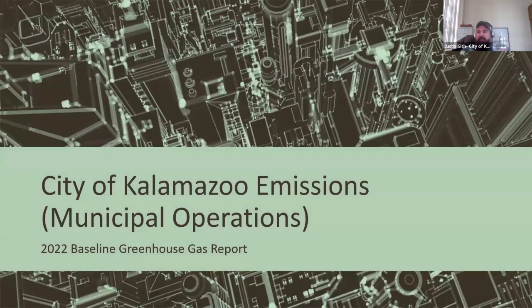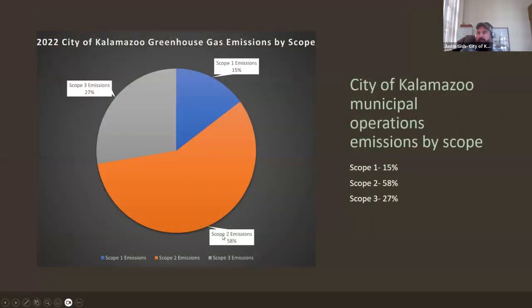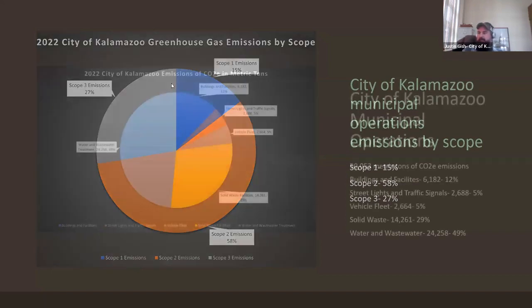All right, so that was the community. This is the city. This is the city's operations and emissions there. Again, looking at scope 2, just like in the community, scope 2 is high. We use a lot of electricity. Scope 3 emissions, 27% here, because we're responsible for a lot of that waste. And then scope 1 emissions, it's relatively low.